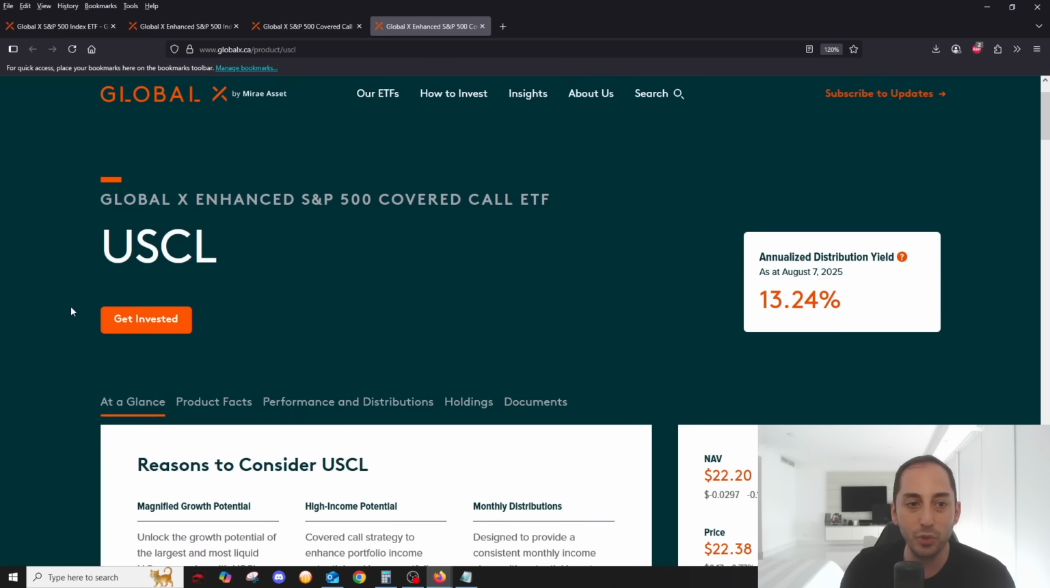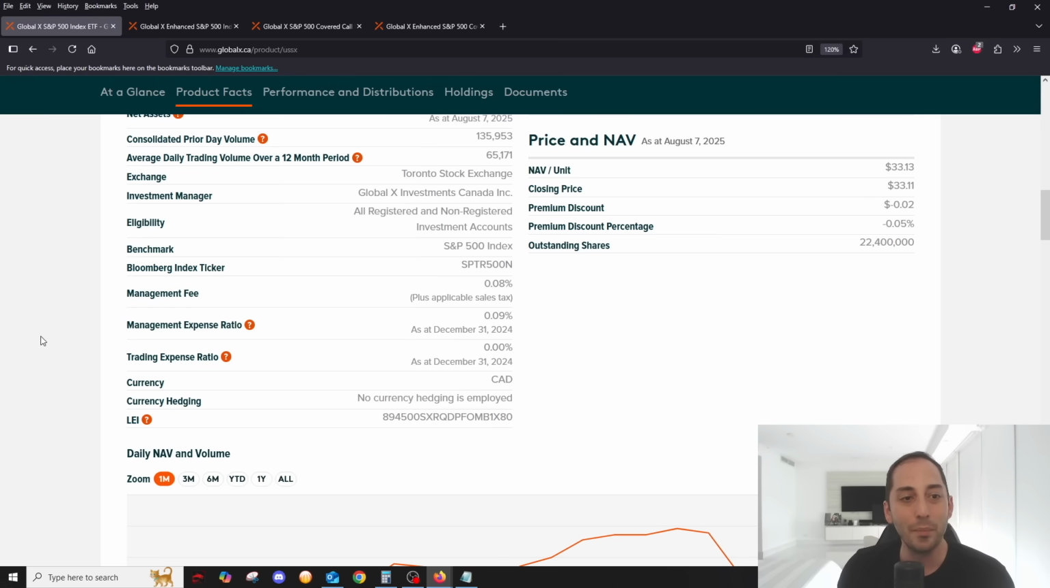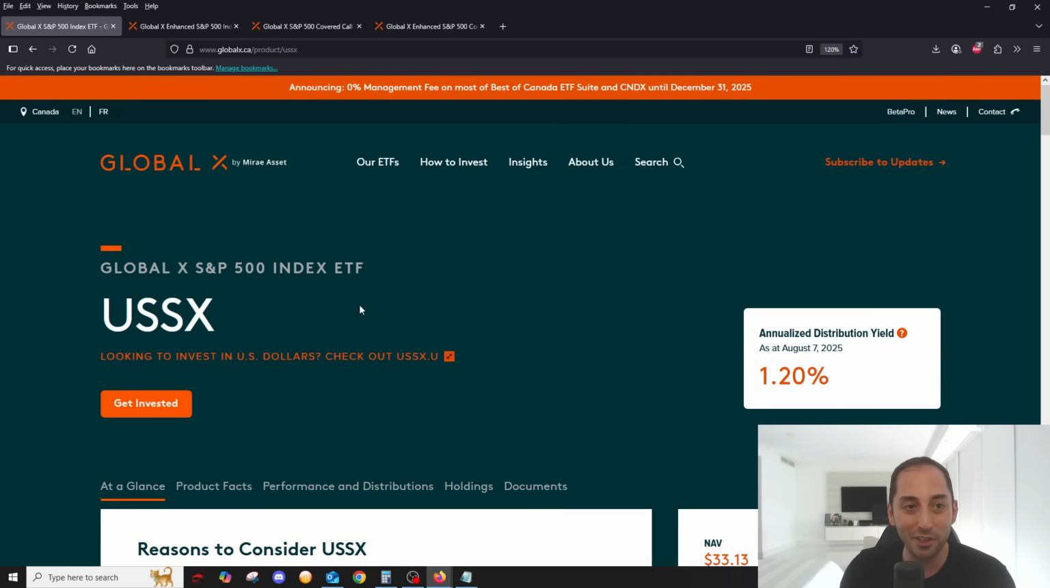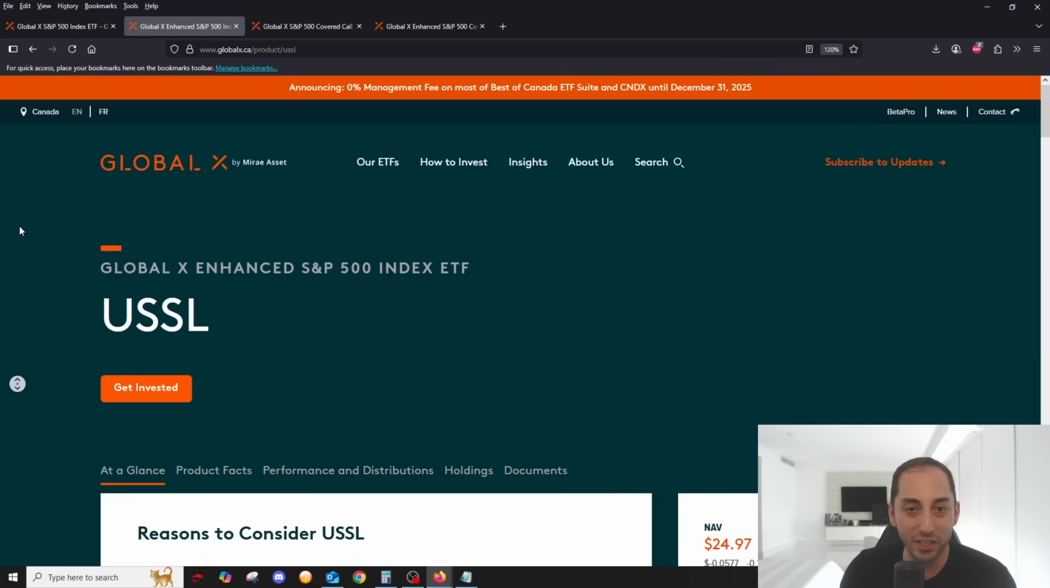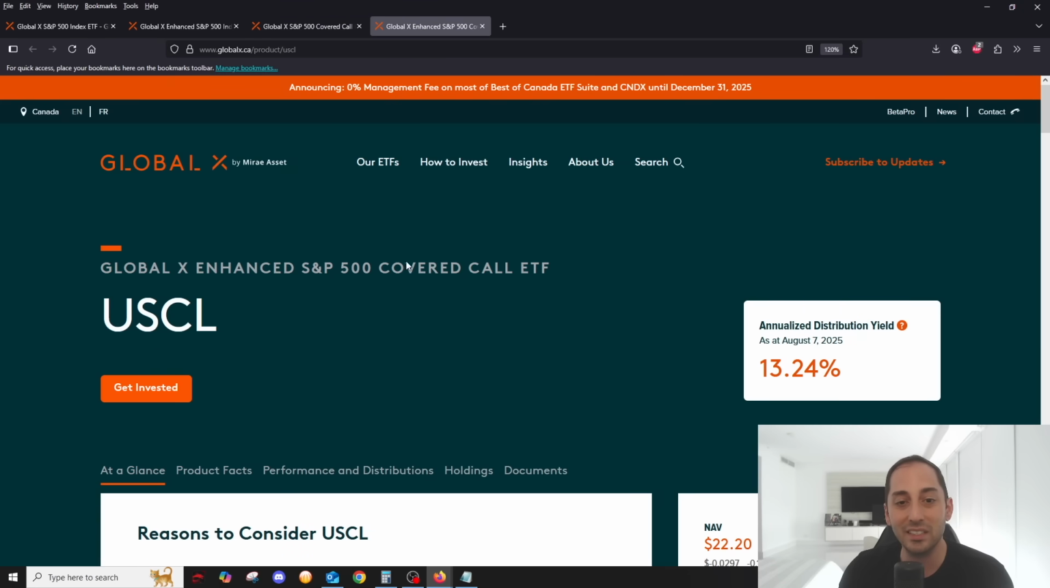Last example, USCL, the Global X Enhanced S&P 500 Covered Call ETF. So you see the theme here. This is the S&P 500 by itself. This is the S&P 500 with 25% leverage. This is the S&P 500 with a covered call strategy, a covered call overlay. And by the way, plenty of covered call episodes coming up to explain what that is. And this is the enhanced covered call version.